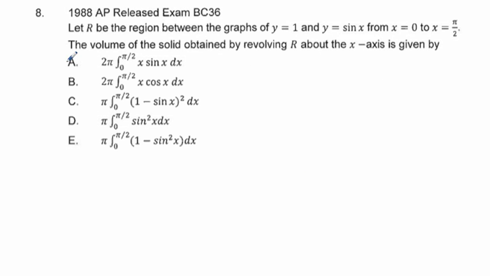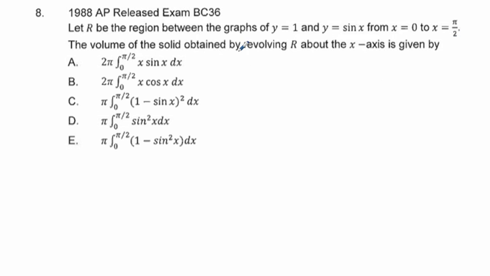This is our 1988 AP released exam, BC36, and even though this is a problem from the BC test and not the AB test, it's still one with what we cover in AB that we should be able to successfully undertake. So let R be the region between the graphs of y equals 1 and y equals sine x from x equals 0 to x equals pi over 2.